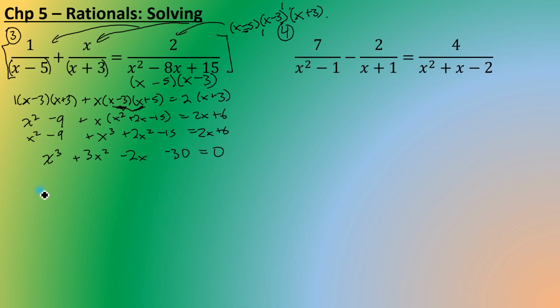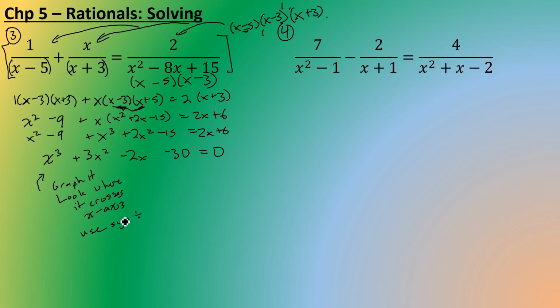That would tie into the last chapter. So how do we go about solving this? Well, we would graph it and look where it crosses the x-axis. And then you use synthetic division.